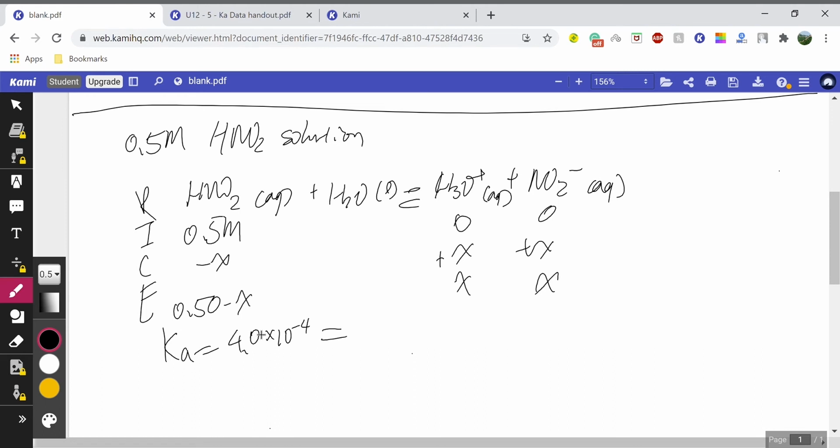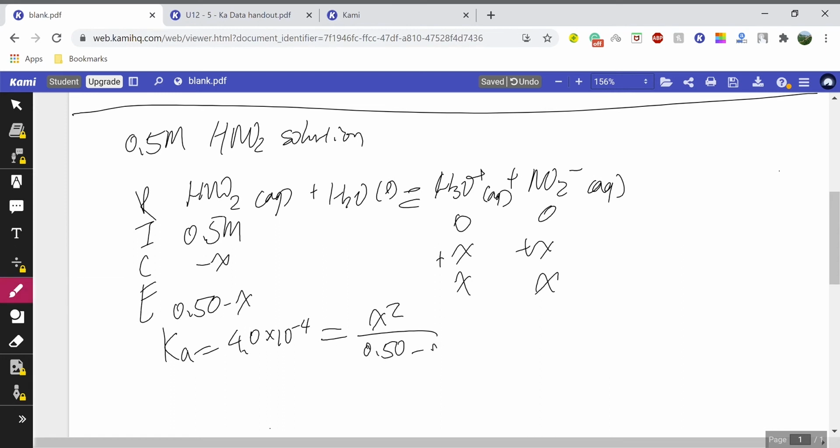And this will equal the concentration of products, which is X and X, so X squared, over reactants. Water we don't count. It's going to be 0.50 minus X.